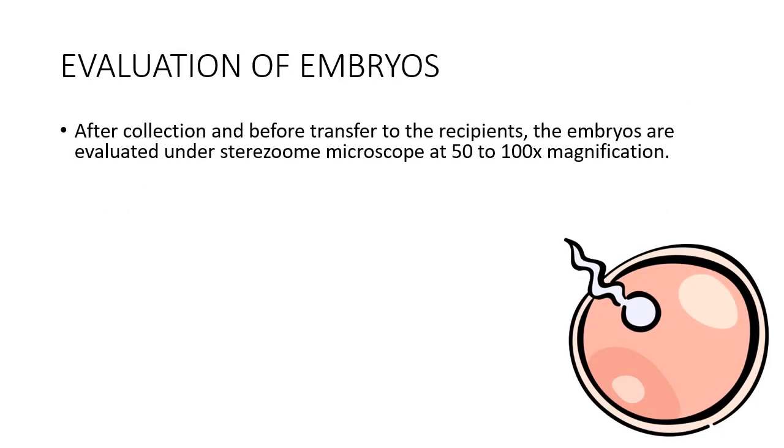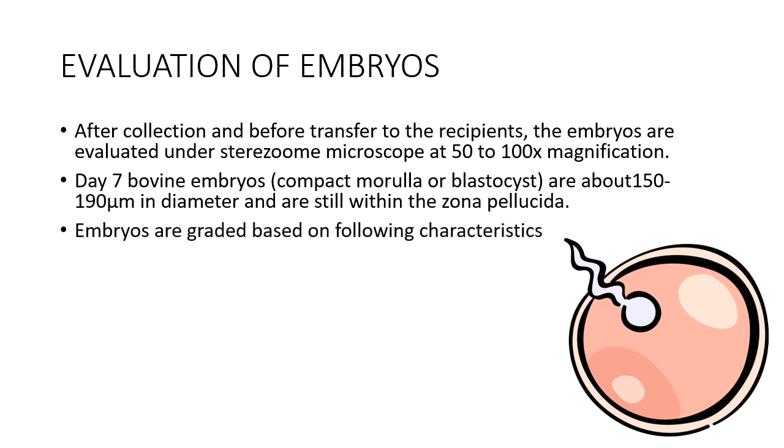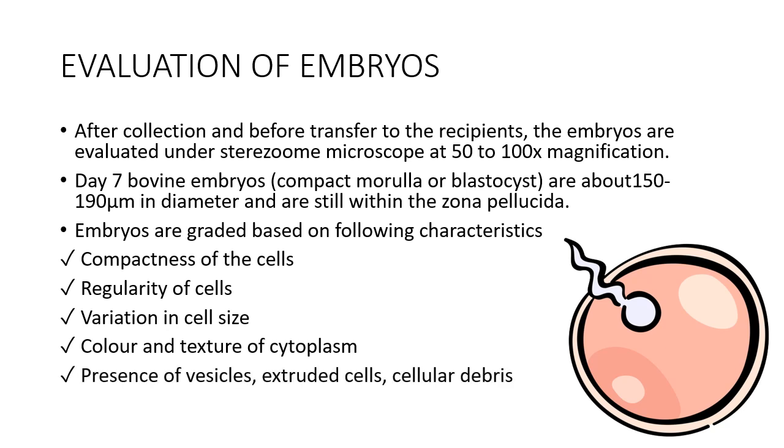So, how is the evaluation of the embryos done? After collection and before transfer to the recipients, the embryos are evaluated under a stereo microscope at 50 to 100x magnification. Day 7 bovine embryos, at the compact morula or blastocyst stage, are about 150 to 190 μm in diameter and are still within the zona pellucida. Embryos are graded based on the following characteristics: compactness of the cells, regularity of the cells, variation in cell size, color and texture of the cytoplasm, presence of vesicles, excluded cells, and cellular debris.